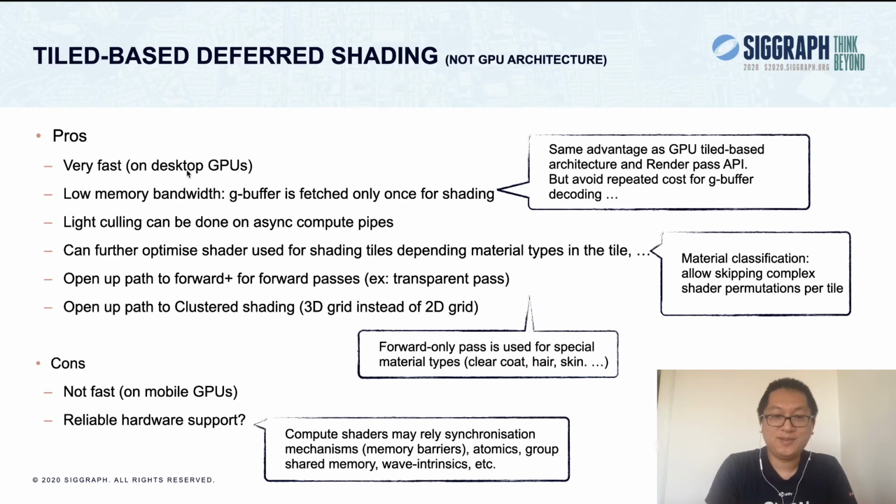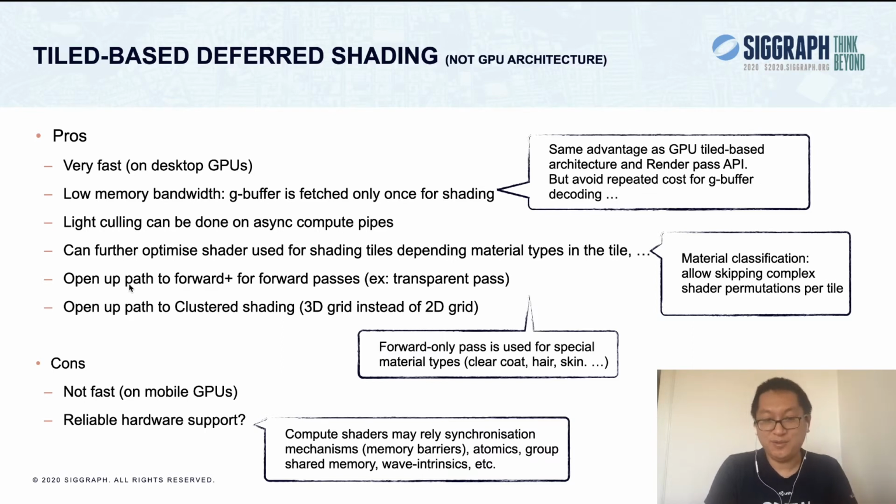The pros: it's very fast on desktop GPUs, with low memory bandwidth because the gbuffer is fetched only once for shading. The light culling can be done in the compute pipe if you have it, and it can be further optimized because we can do material classification on the tile, so you can know for a given tile what kind of material it has, and then select the most efficient shaders for it.